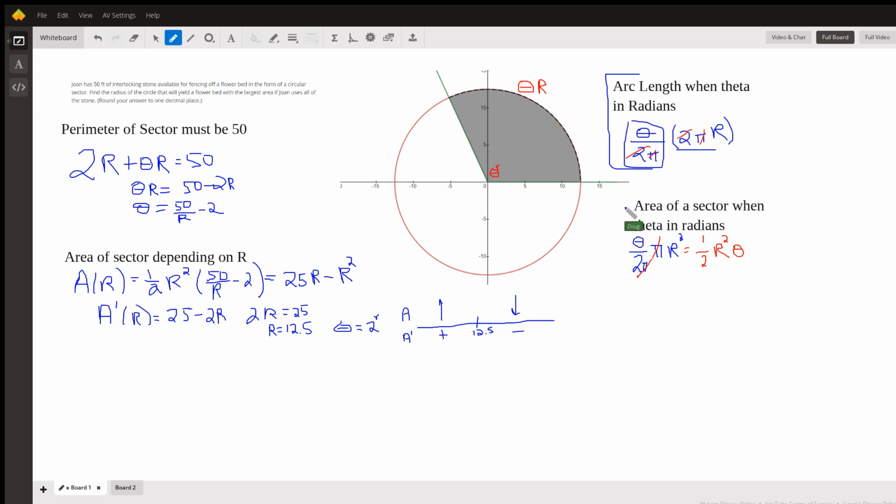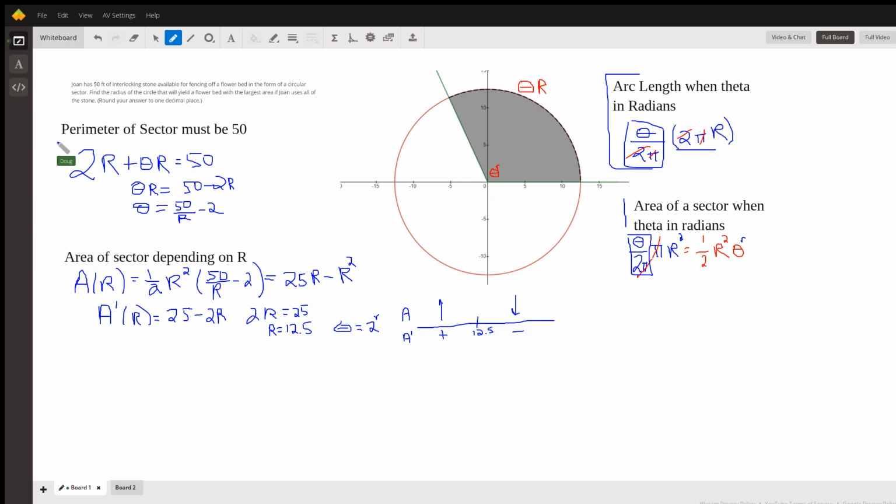And similarly, the area of that sector is theta over 2 pi. That's the fraction of the entire area, which is pi r squared. One of the pi's cancels out. So the area of a sector is 1/2 radius squared times theta when theta is in radians.